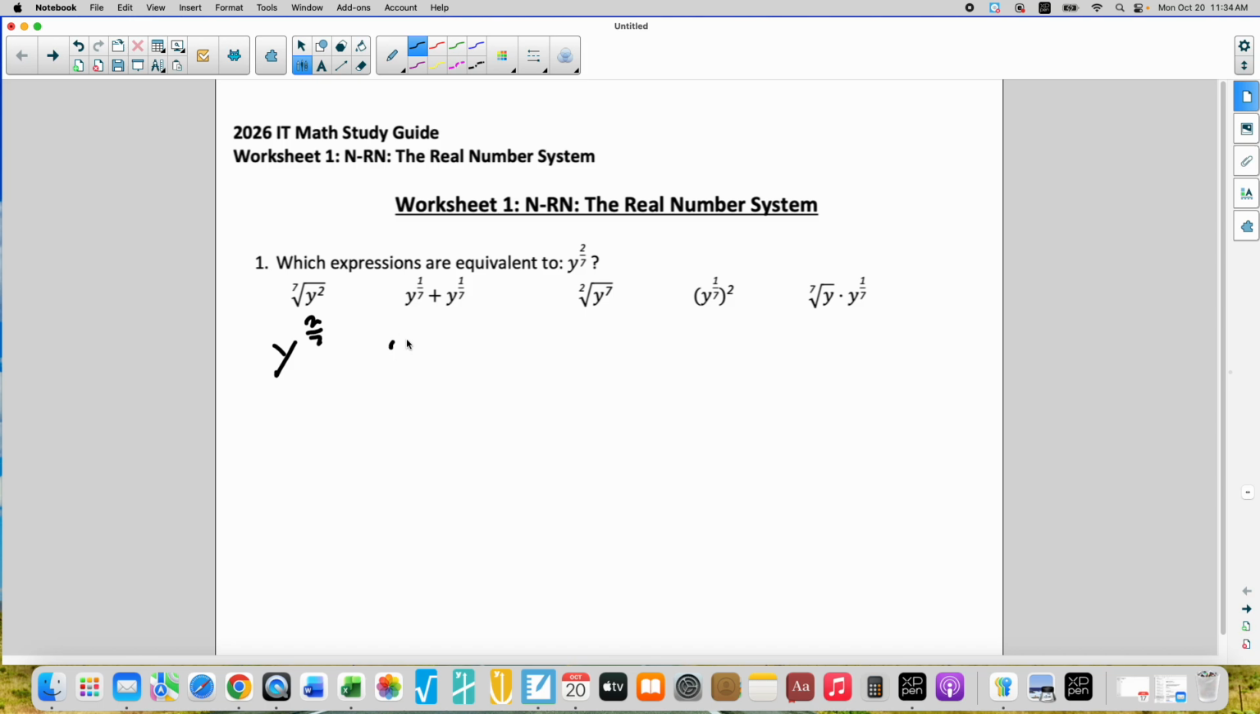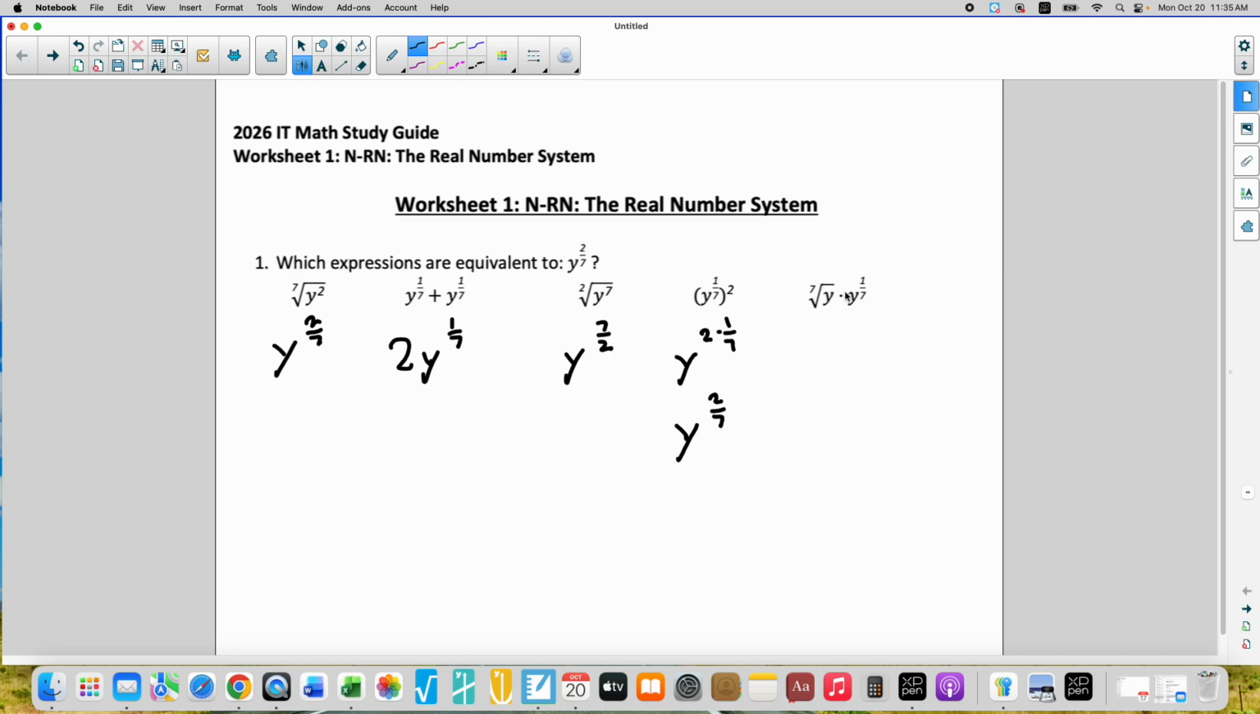That would just give you 2y to the 1/7 because we are adding them, so we combine their coefficients, not their exponents. This is going to be y to the 7/2. The exponent goes in the numerator, the root goes in the denominator. When we have a power of a power, we multiply. So that is going to be 2 times 1/7, which does equal y to the 2/7.